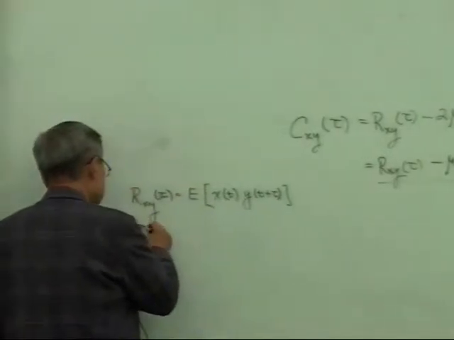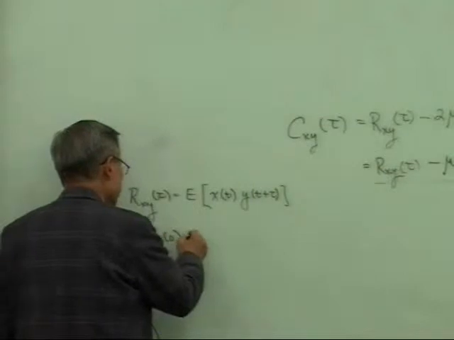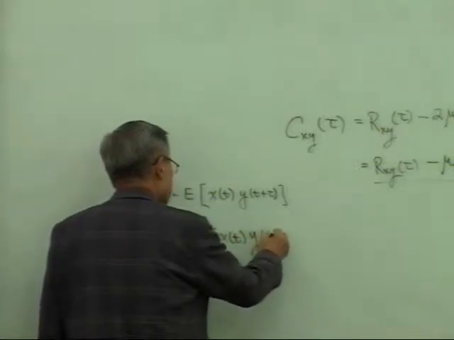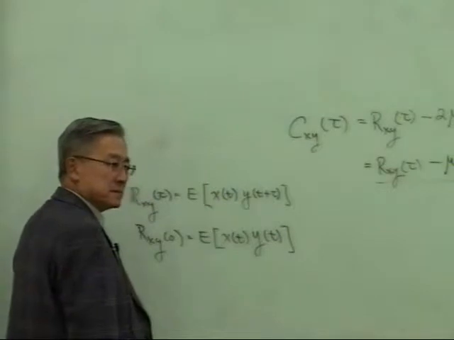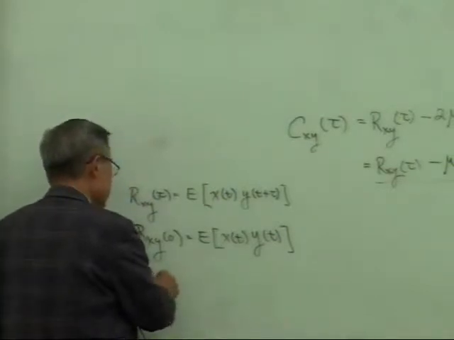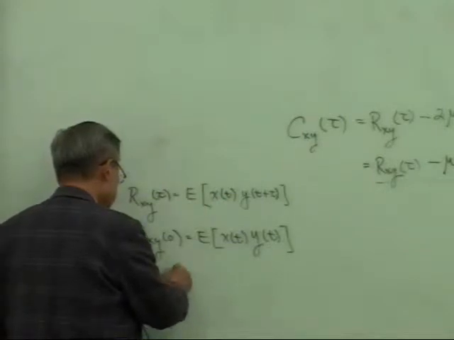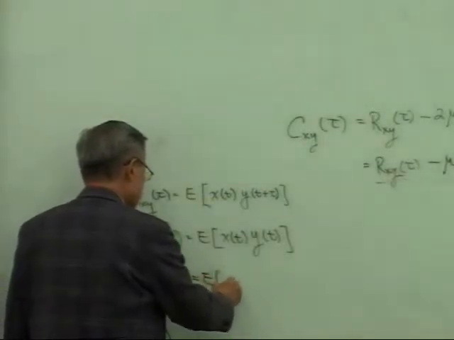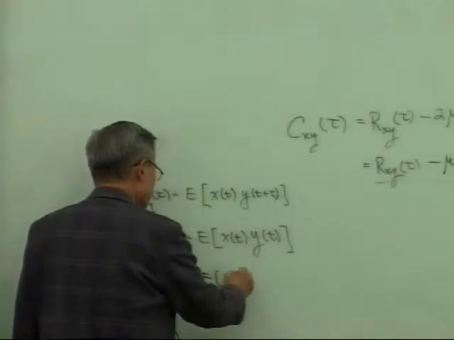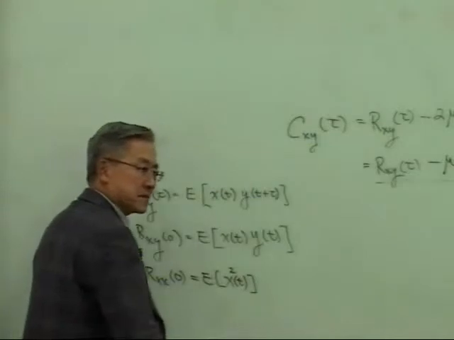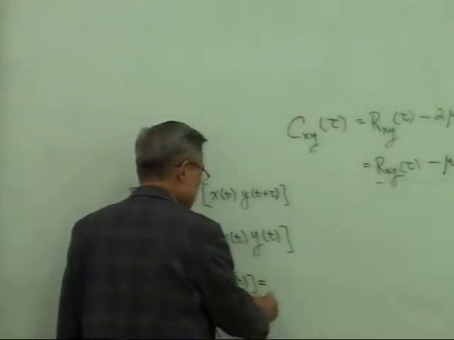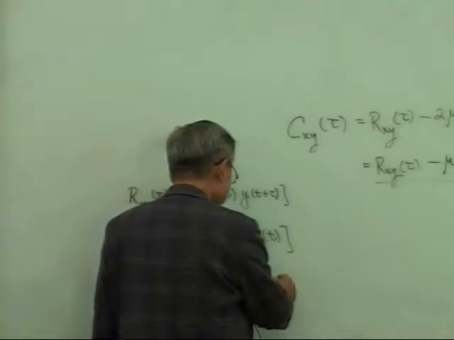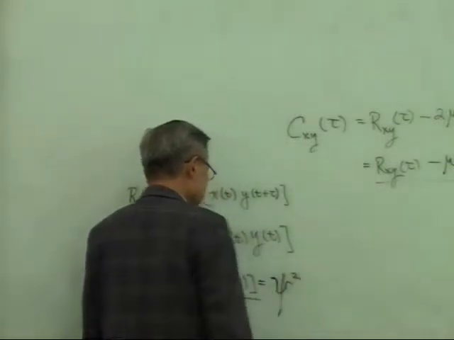So if I just rewrite for the special case, if it's a 0, which is E, x(t), y(t). And if this is Rxx(0), what do you call this? This is E[x(t) squared]. What do you call this? Mean square value, right? So mean square value, so we use notation psi square.